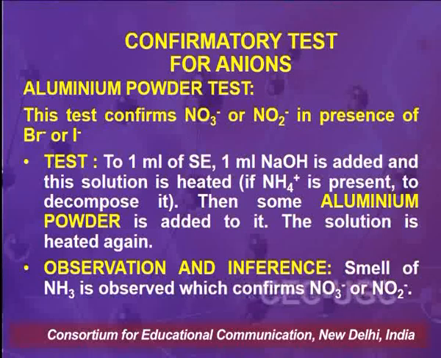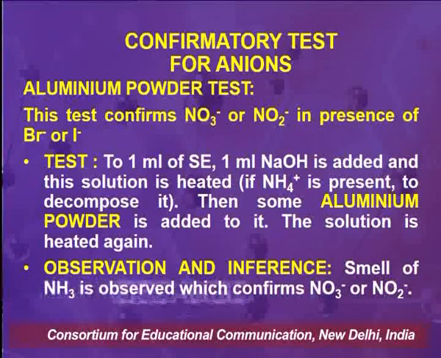Although the color of iodide fumes, that is giving iodine, is violet, it may tend to interfere in the brown fumes of nitrate or nitrite or bromide tests. So, to distinguish them, the aluminium powder test is performed. In this, to 1 ml of the soda extract, 1 ml of NaOH or sodium hydroxide is added, and this solution is heated. Now, if ammonium ions are present, then this heating decomposes the ammonium ions.